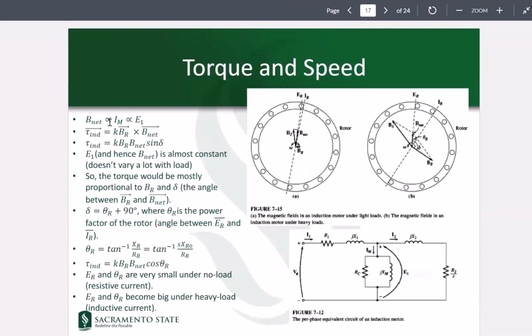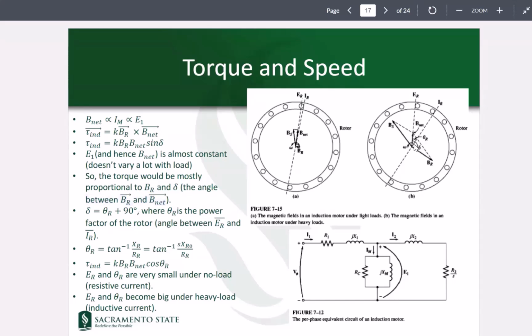B net is proportional to IM and proportional to E1. Okay, B net is proportional to this E1 and IM. Tau induced is K times BR times B net, or its magnitude is KBR B net sine of delta. So E1, and hence B net, is almost constant, doesn't vary a lot with load. So the torque would be mostly proportional to BR and delta, which is the angle between BR and B net. This delta is the angle between BR and B net.